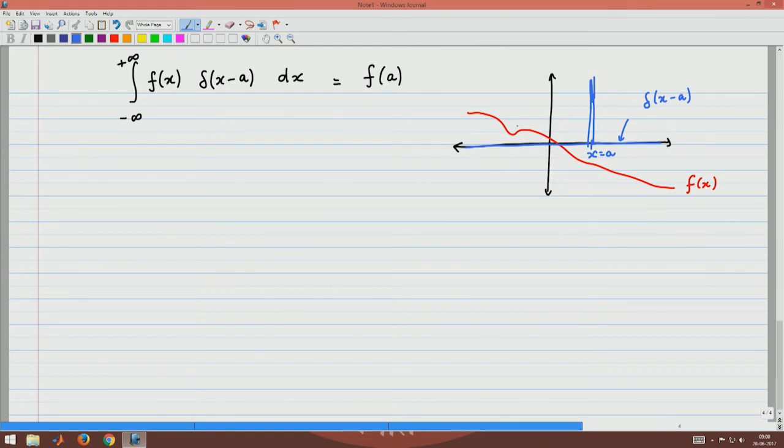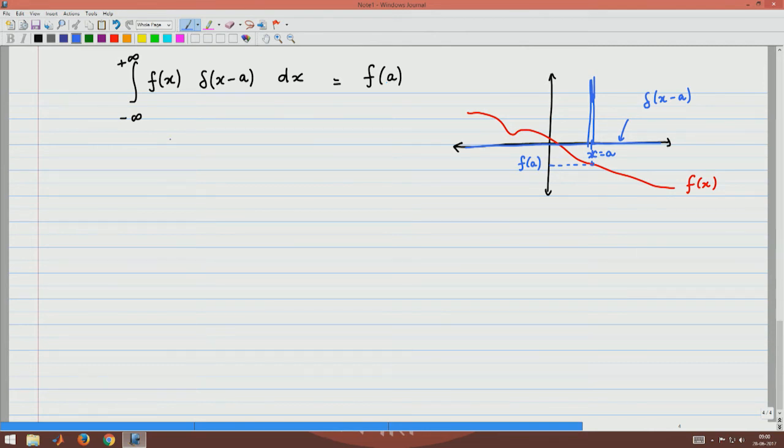Okay. And now when you multiply these two, what you will get is essentially this value of the function. This is f of a. What you will get is this will be 0 unless x equal to a, and at x equal to a you can replace f of x by f of a. So you just get f of a.